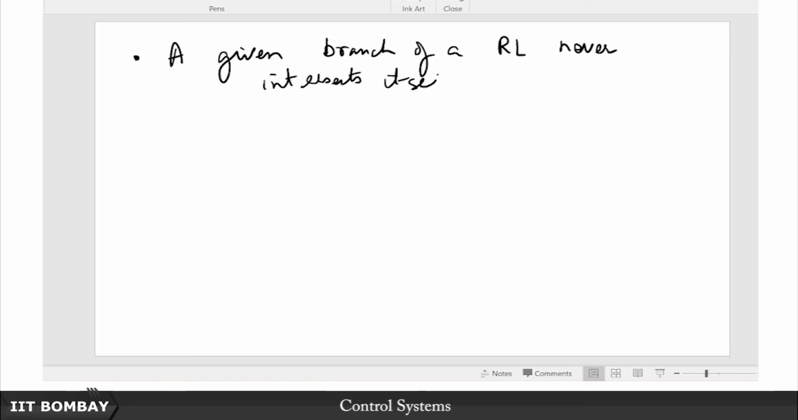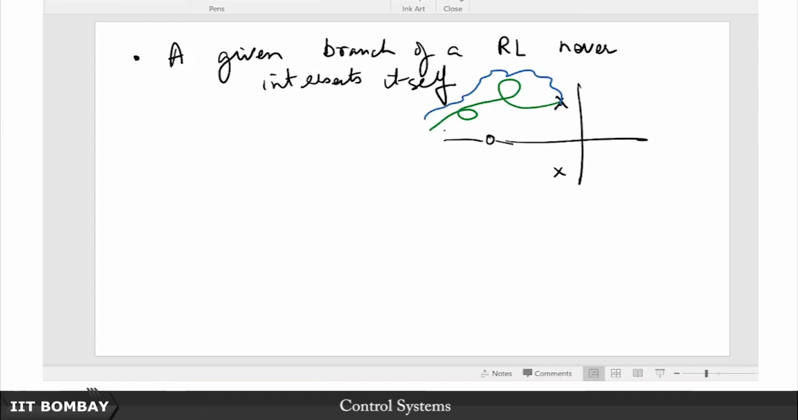itself. Which is to say that if you have, for example, a root locus starting from here and ending somewhere here, if you try to draw this root locus, you should never have a root locus pattern that looks like this. I don't care, the root locus may, for all practical purposes, look like this, but it will at least never look like this green line.